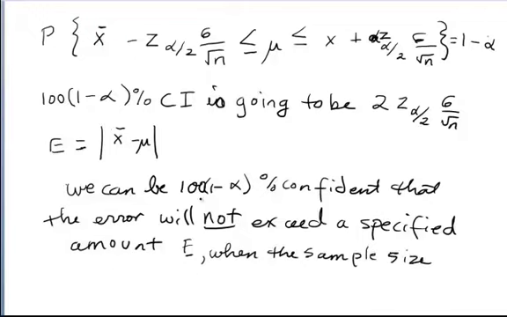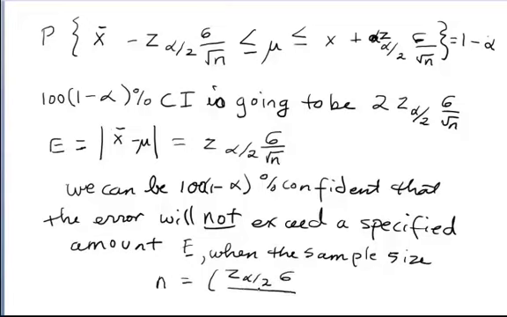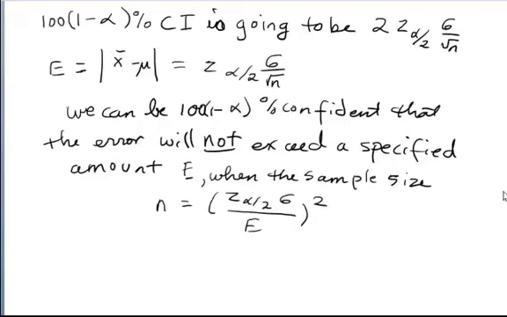is, well, let's see, if we look up here, we can say the error is z alpha over 2 sigma over square root of n, right? So all we have to do is just rearrange this, and we can say that the sample size would need to be z alpha over 2 sigma over E, squared. I think I put something exactly like this on my final last time.